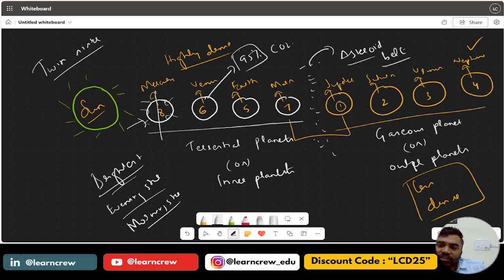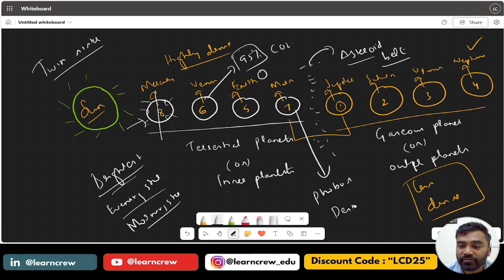And when you come to the next concept, we have a concept called satellite. From your childhood you have been learning about Earth's natural satellite. It is called the Moon. Moon is our natural satellite. In a similar way, every planet has its satellites or moons. Mars has two satellites, one is called Phobos, the other is called Deimos. Deimos is the smallest satellite.